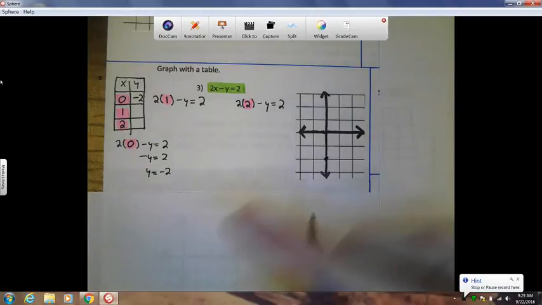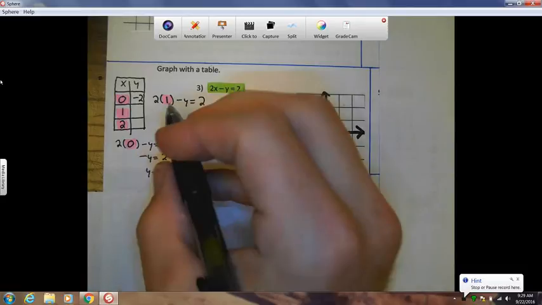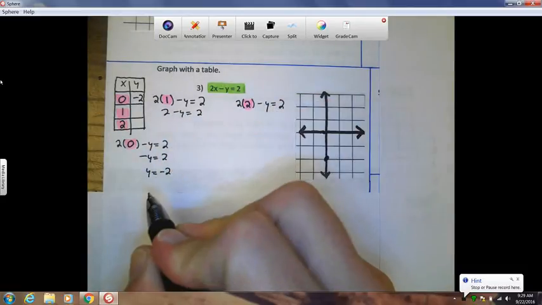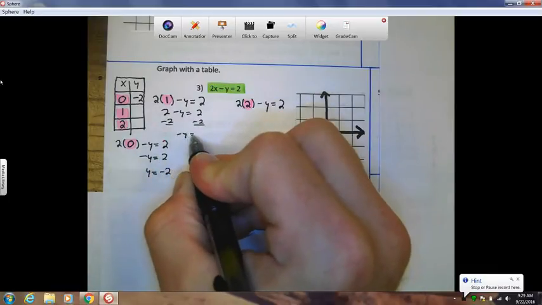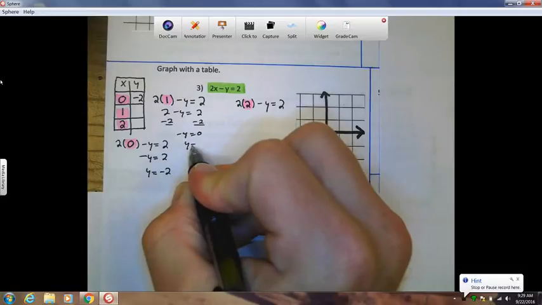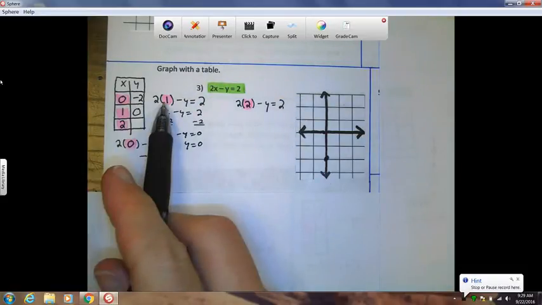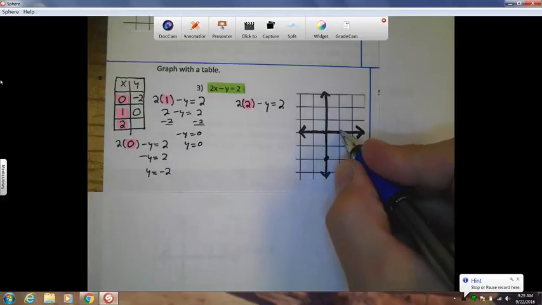For this one, 2 times 1 is 2. Minus y is equal to 2. So if I subtract 2, negative y is 0. So y is 0. So when x was equal to 1, y was equal to 0. So at the point 1, 0, right here, that's also my x-intercept. I had my y-intercept earlier.